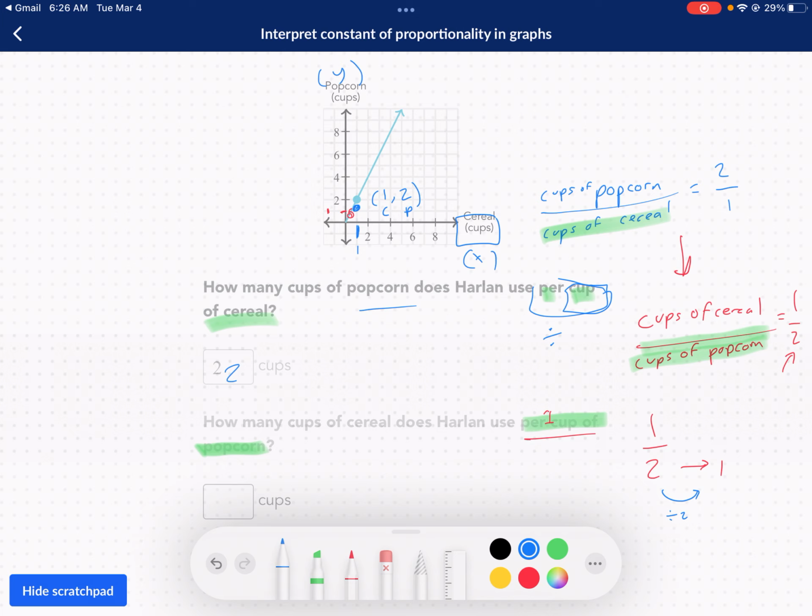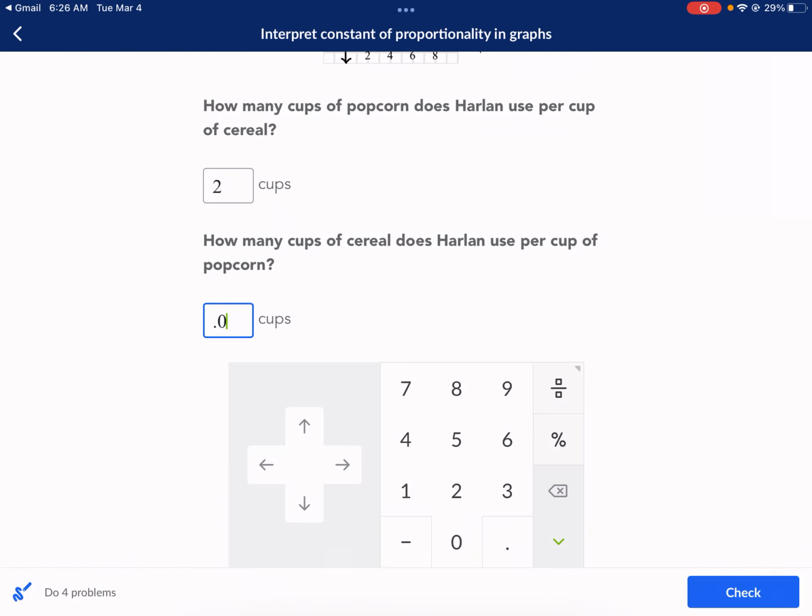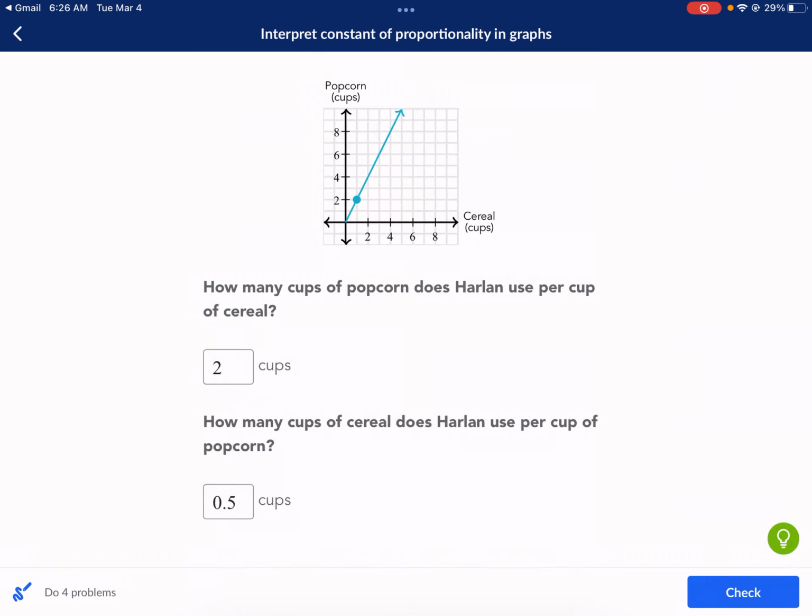You can either multiply or divide to create an equivalent fraction. So whatever I do to the bottom, I have to do to the top. I'm going to divide by 2. And so 1 divided by 2 is 0.5. So half a cup of cereal for every 1 cup of popcorn. Okay, so that is my, whoops, almost messed that up. We'll call it 0.5, and let's check it out.